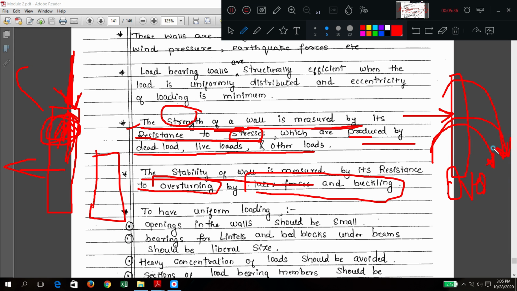Resistance to overturning means the wall has some resistance such that it will stay in its position under the laterally applied load. That is called stability. Here it is called strength, and here it is called stability. Strength is resistance to applied load. Stability is resistance to overturning. These two are the points.